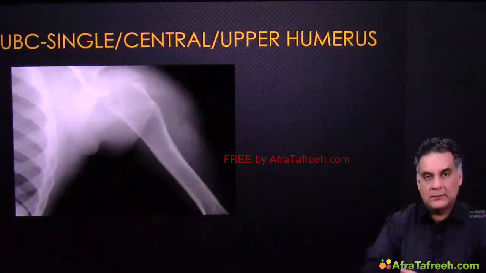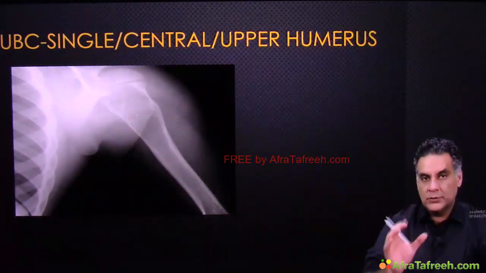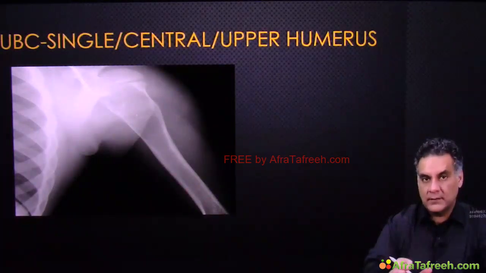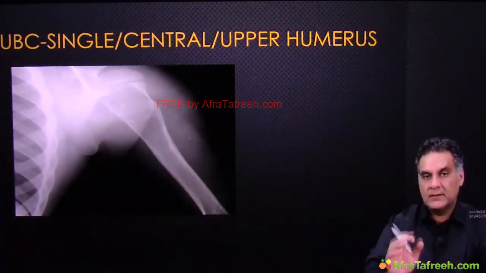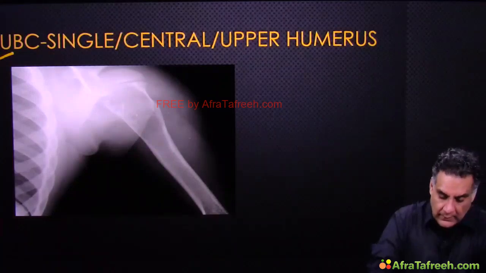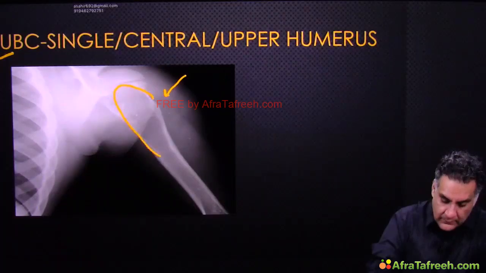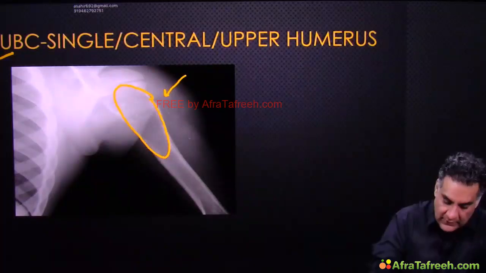Let's talk about benign bone tumors. Unicameral bone cyst: a single cavity bone cyst seen at the upper end of the humerus. So UBC, upper end humerus, single cavity filled with fluid inside.